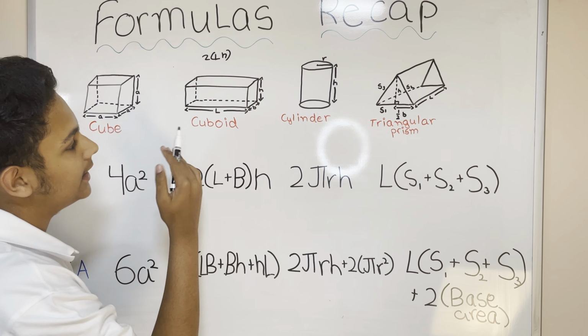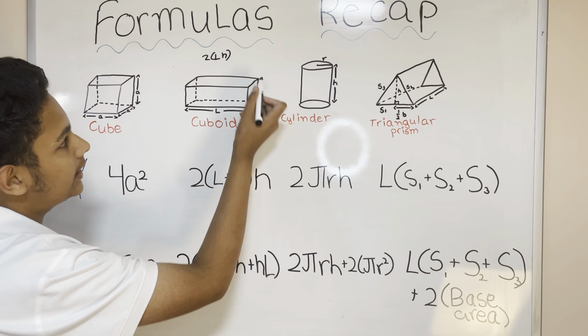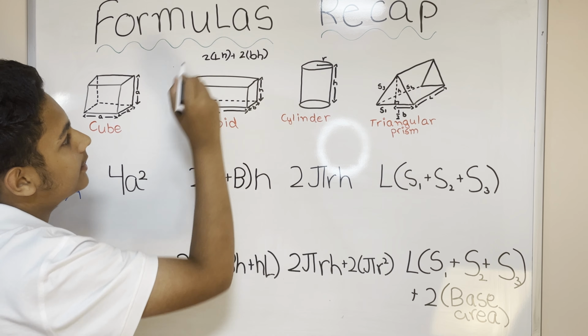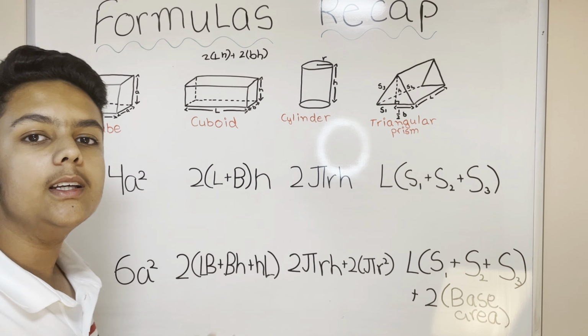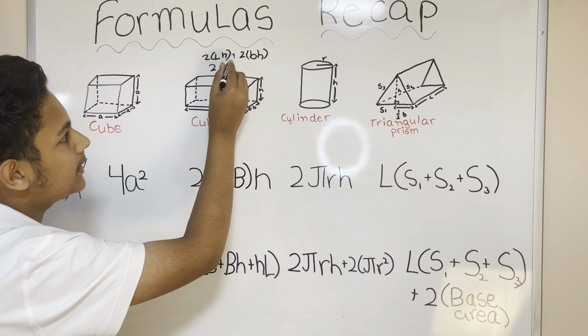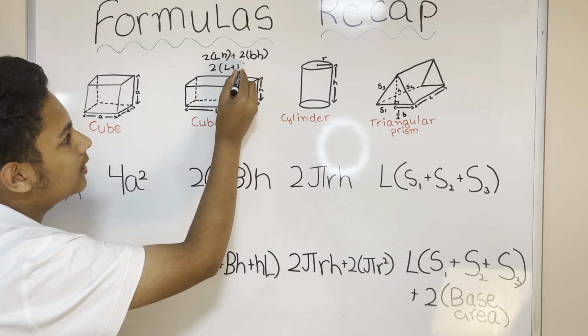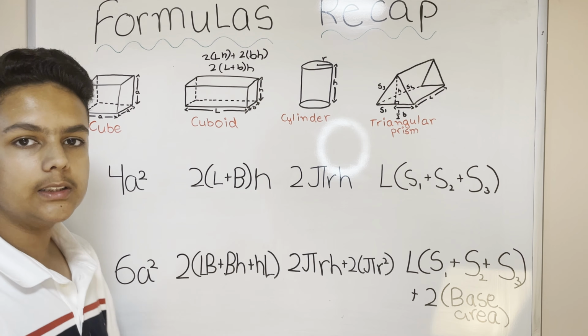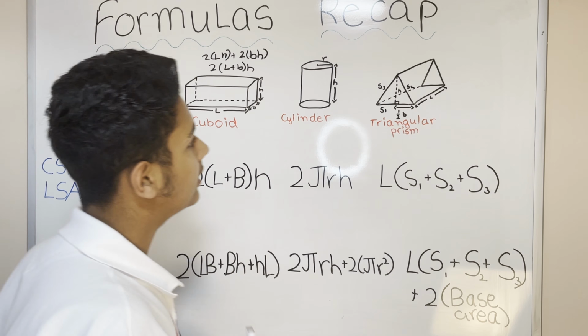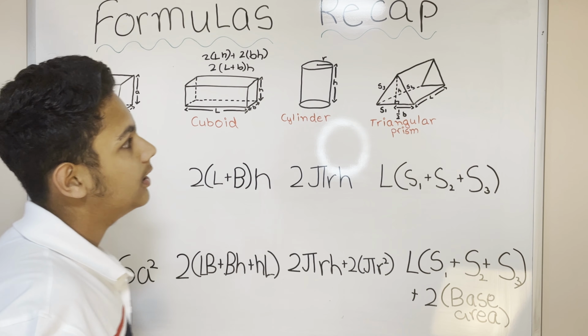Then for the sides, it's breadth times height. So BH, and then there are two sides, so 2, and then we add them. Now just to make the calculation simpler, we take 2 and h common, so it's 2 times length plus, because there's a plus sign, breadth, and then h getting multiplied with whatever is in the bracket. Then for cylinder, it's the curved area.